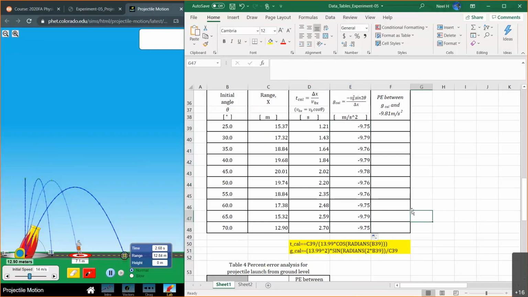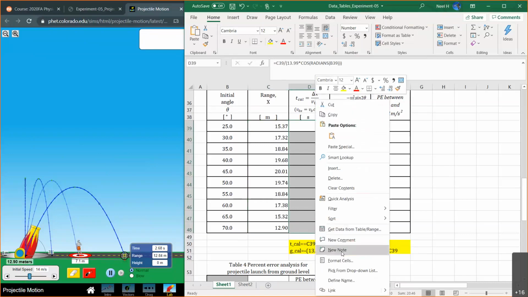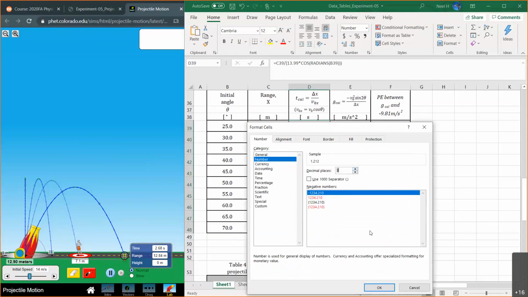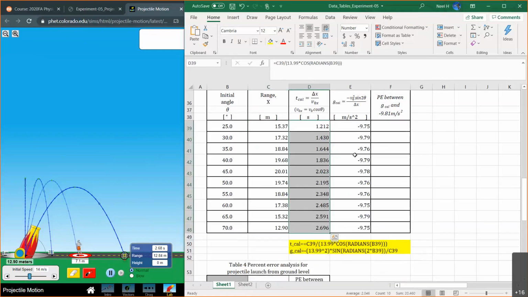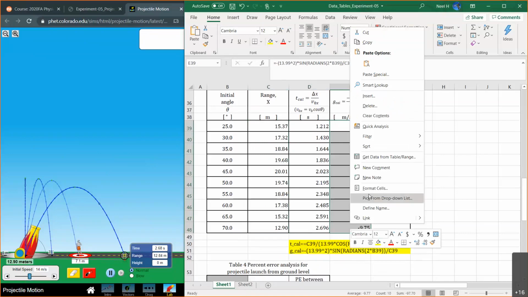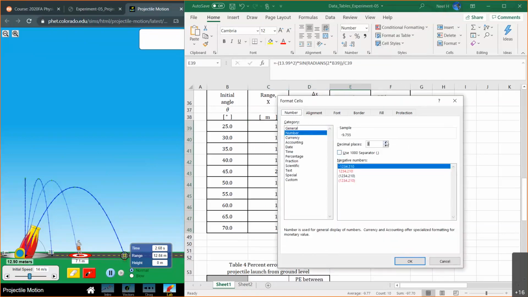So we are rounding this to 2 significant figures, right? So we'll leave it like that because we're going to compare with the 9.81, but we can actually use at least about one more decimal place, compared to the measured accuracy of the range, right? So let's do that actually. Since it is calculated values, highlight the whole range, right click, number, and then use one more decimal place to see how much the variations are.